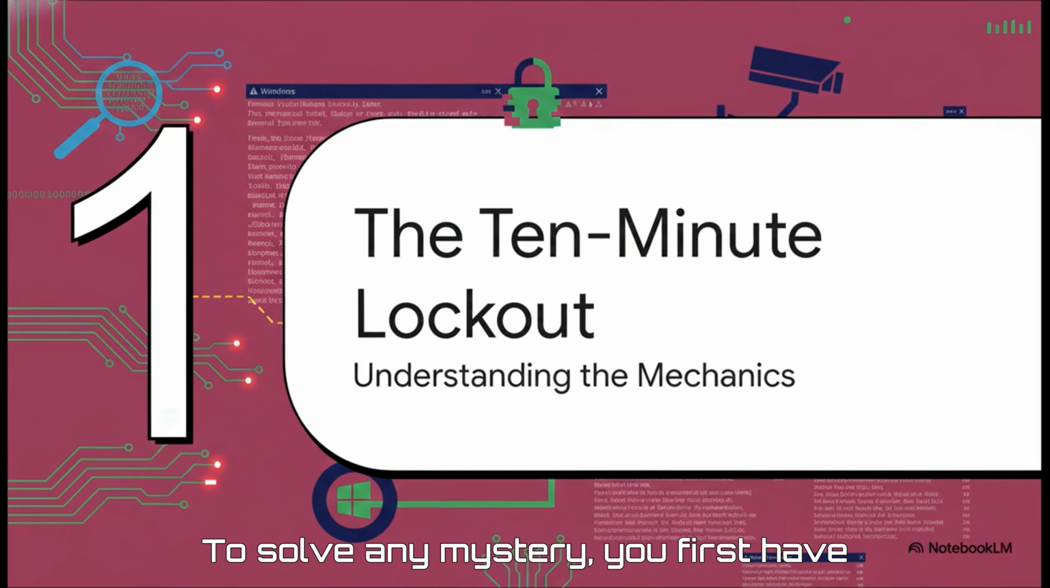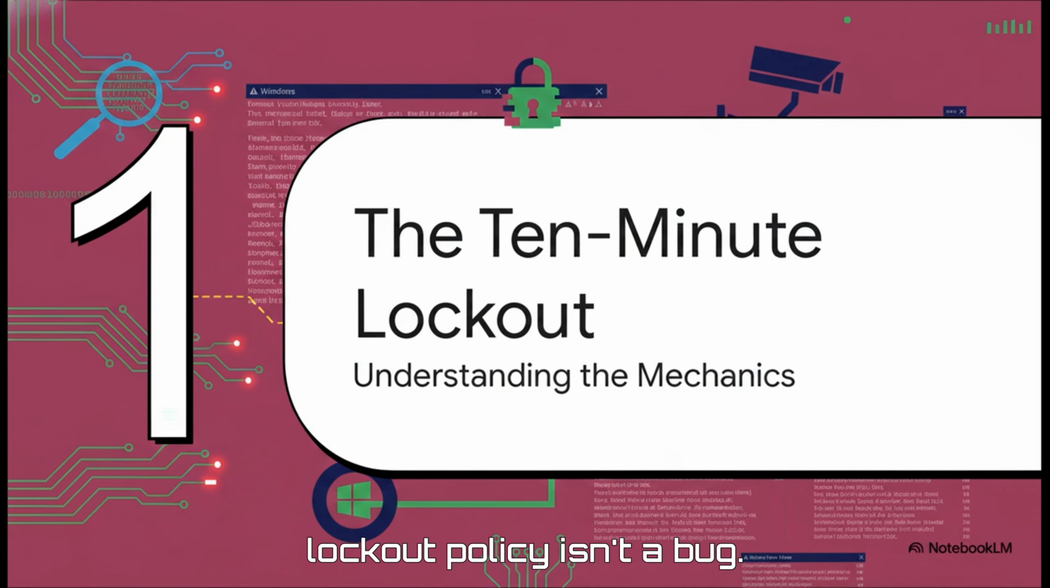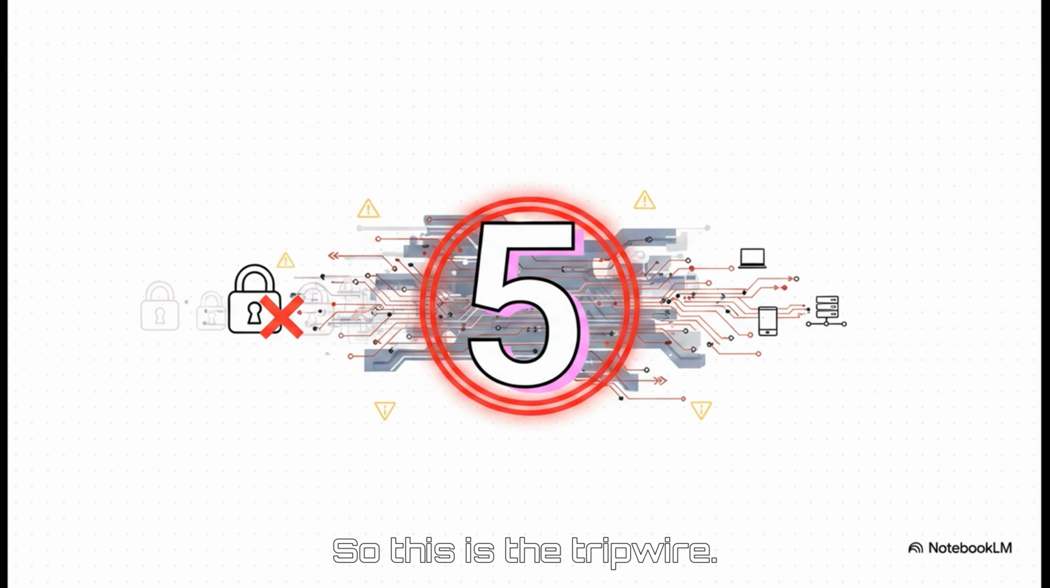To solve any mystery, you first have to understand the crime scene. And you gotta know, the Account Lockout Policy isn't a bug. It's actually a really important security feature. Its whole job is to stop the bad guys. So this is the tripwire. A policy like this, maybe 5 failed attempts in 2 minutes, is fantastic at stopping a brute force attack where a script is just hammering your system with passwords.